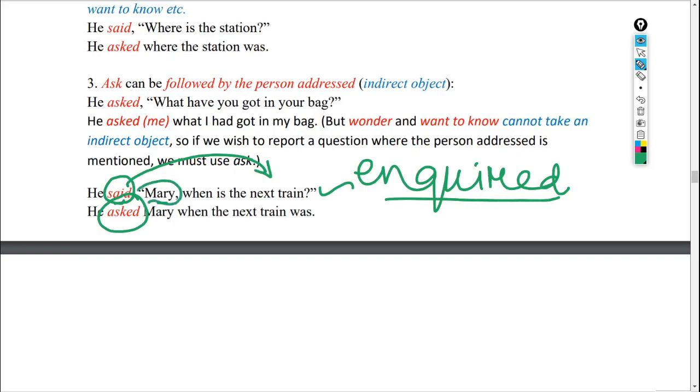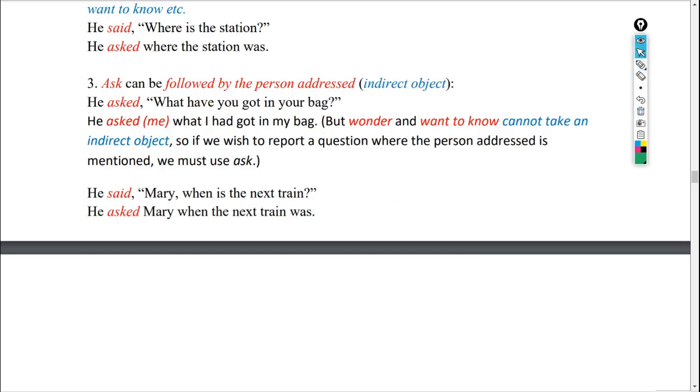Only one thing here is that somebody is addressed. So after the changed reporting verb, you can directly write the person who is addressed. Let us see the sentence. He said, Mary, when is the next train? He asked Mary when the next train was. When the next train was. If you write is or was just before the subject, then it will be in the interrogative mode. That will be wrong. Therefore, let us proceed with two more examples.